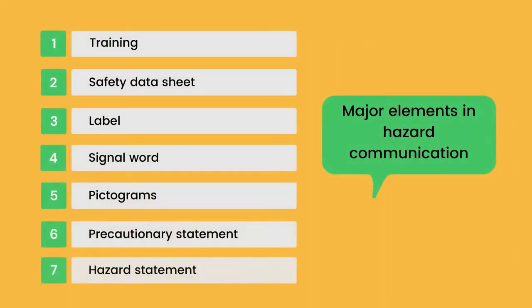Hazard communication. Hazard communication is a set of processes and procedures that employers and importers must implement in the workplace to effectively communicate hazards associated with chemicals during handling, shipping, and any form of exposure.